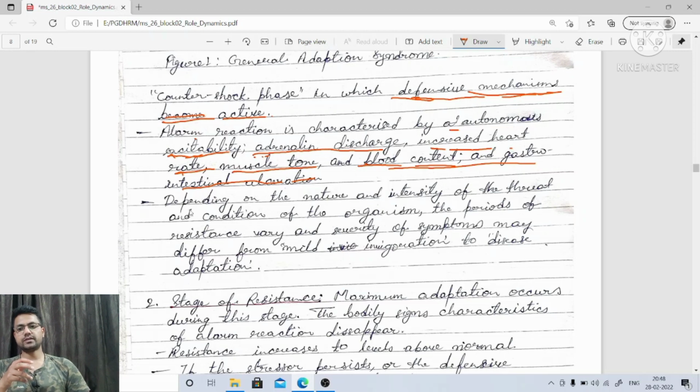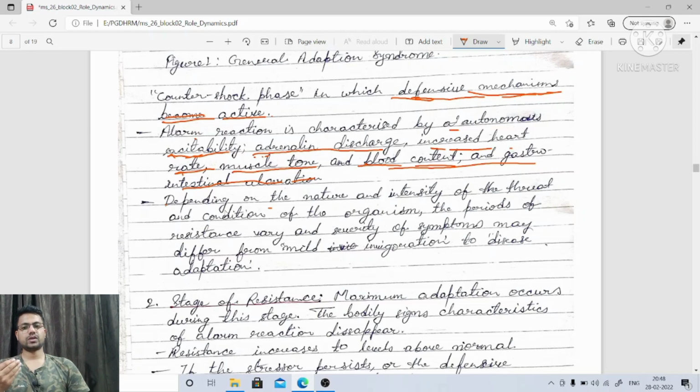Then next given here, depending on the nature and intensity of the threat and condition of the organism, the periods of resistance vary and severity of symptoms may differ from mild invigoration to disease adaptation. Now you can see here, depending means depending on the nature and intensity. So what type of threat it is, and what is the intensity of the threat. And also the condition of the organism, the period of resistance may vary.